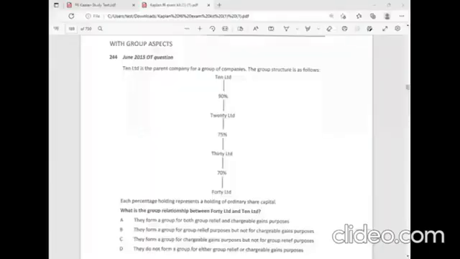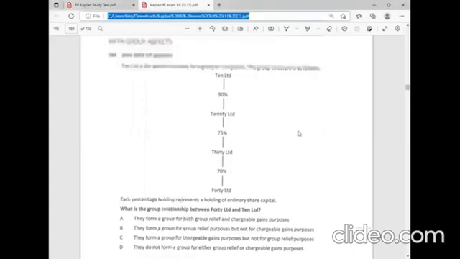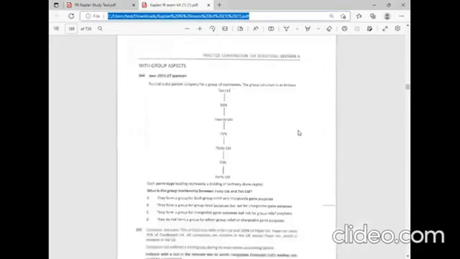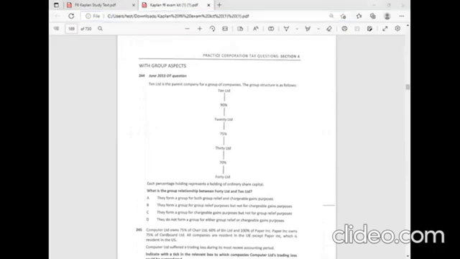Now, the question in front of you is from your Kaplan revision kit. It's a big question. Please read it. TEN Limited is the parent company for a group of companies. The group structure is as follows: TEN Limited holds 90% of 20 Limited, 20 Limited holds 75% of 30 Limited, 30 Limited holds 70% of 40 Limited. Each percentage holding represents a holding of the ordinary share capital. What is the group relation between 40 Limited and TEN Limited?